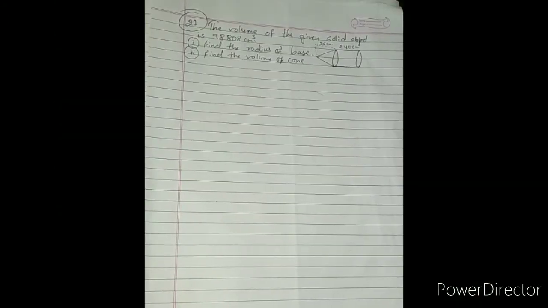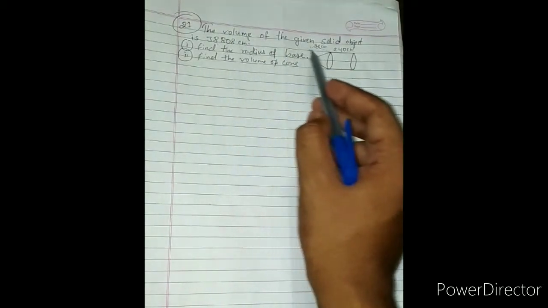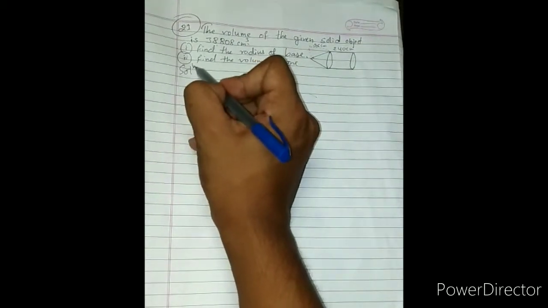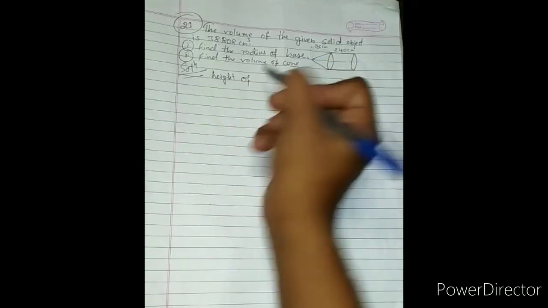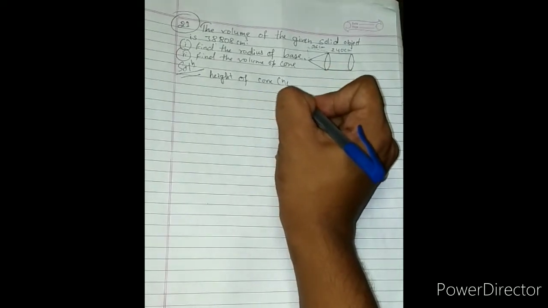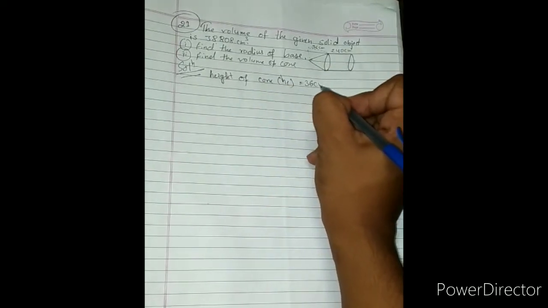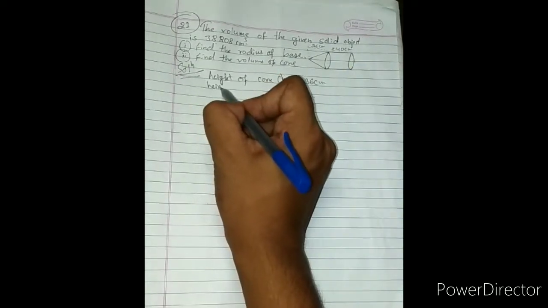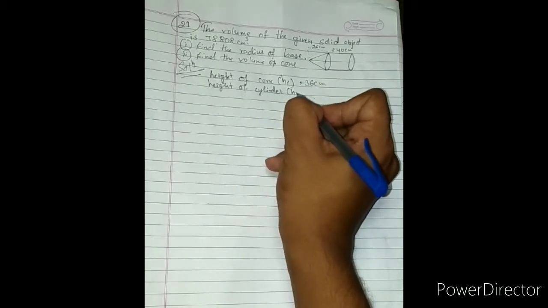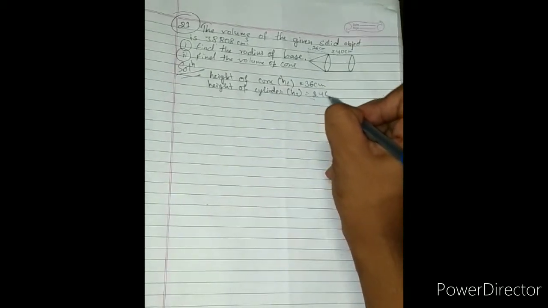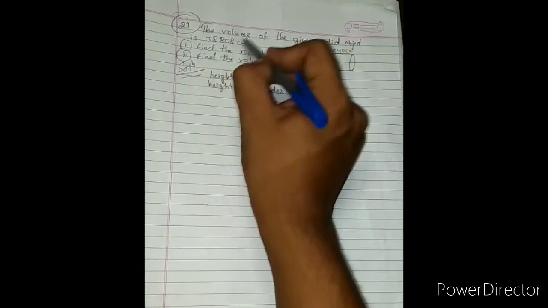Volume of the given solid object is 38808. Volume is given, where the height of the cone is given as 36. Height of cone, let it be h1, 36 centimeter. Next, height of cylinder, let it be h2, 240 centimeter. Now you have to find the radius. For that, volume is given there.